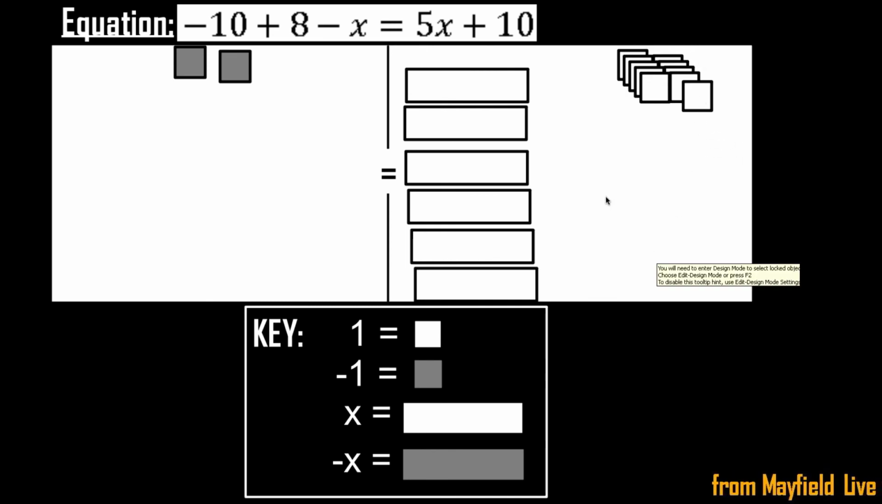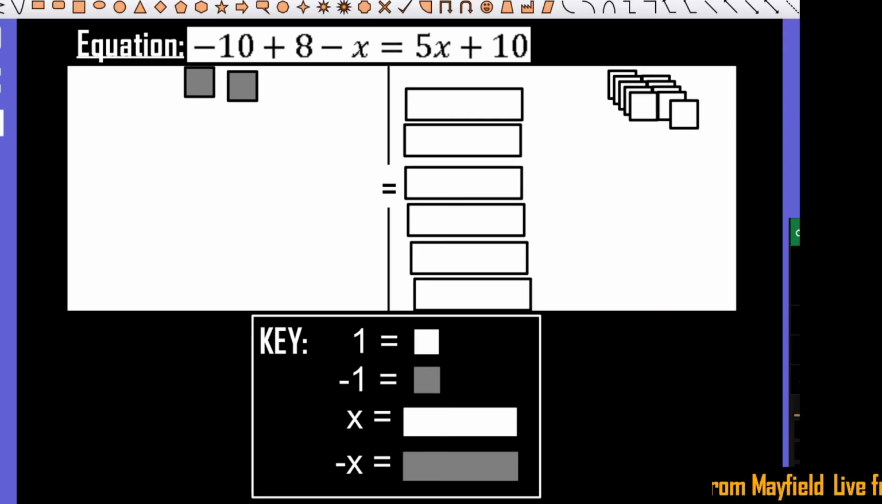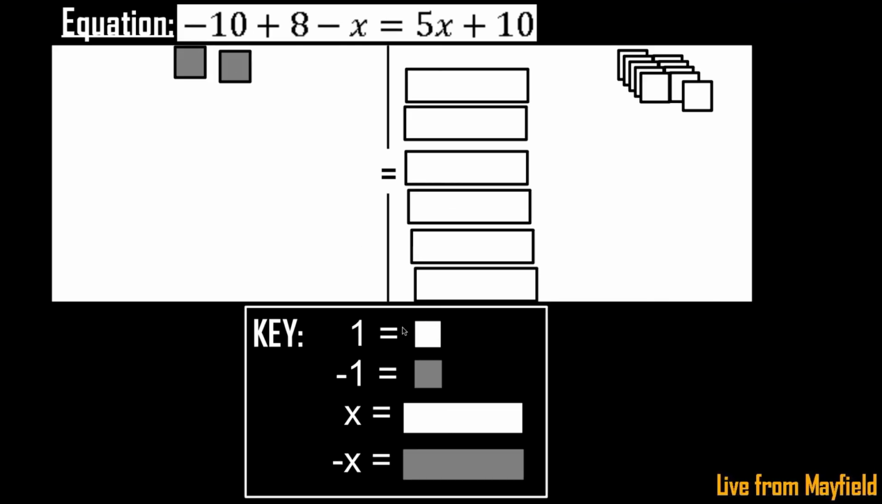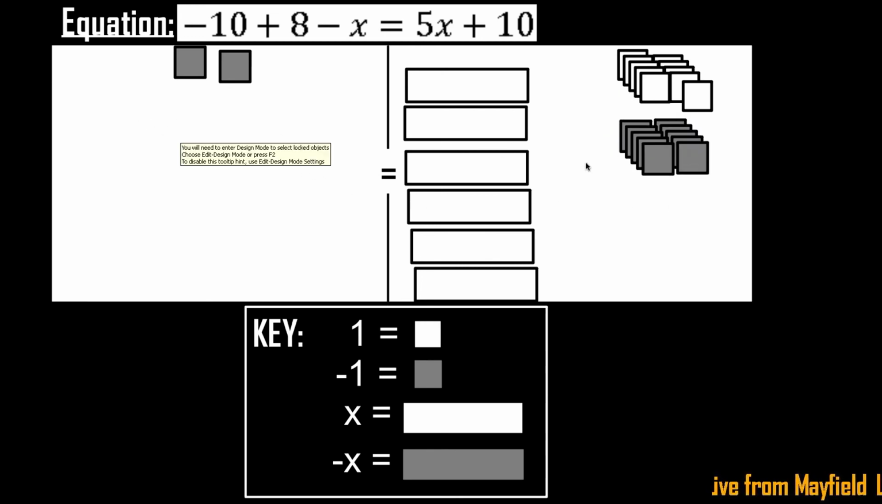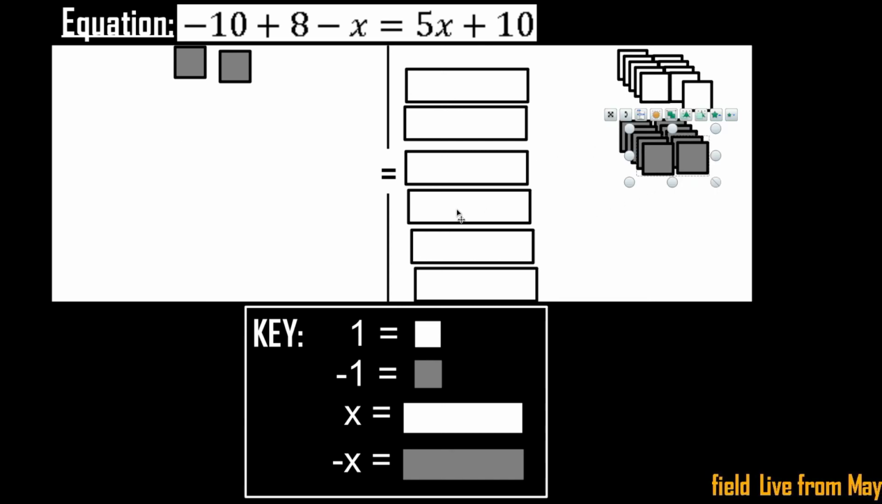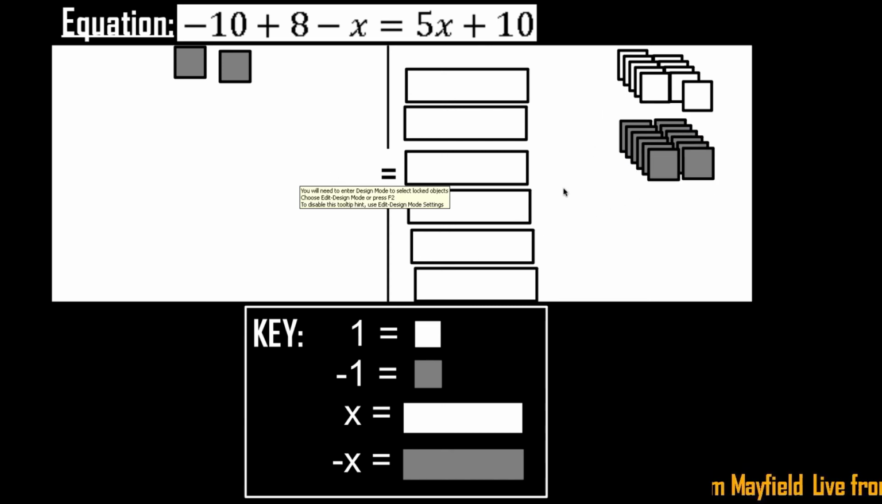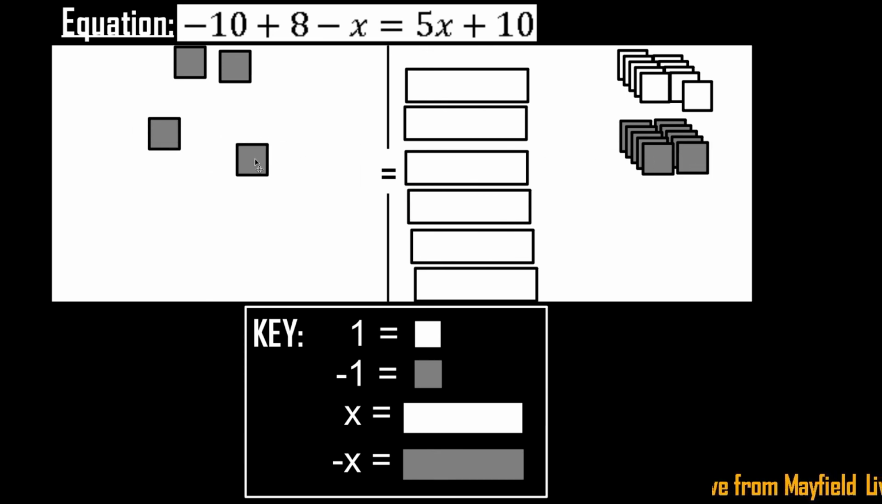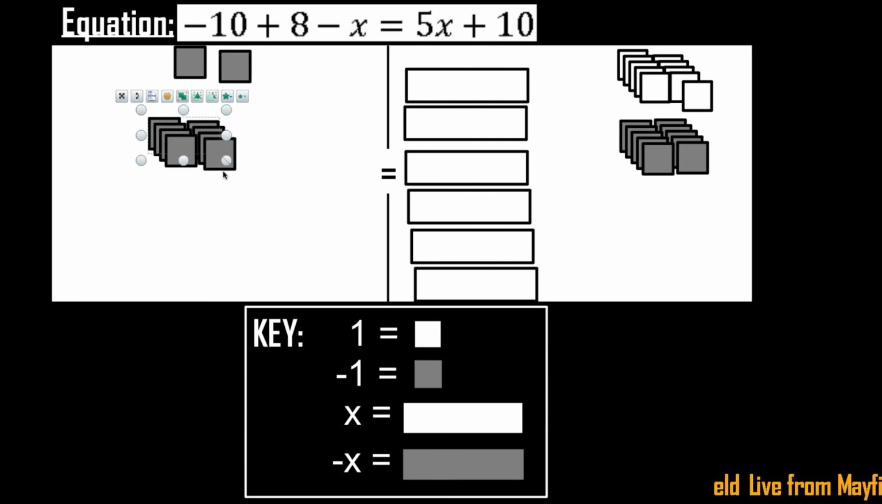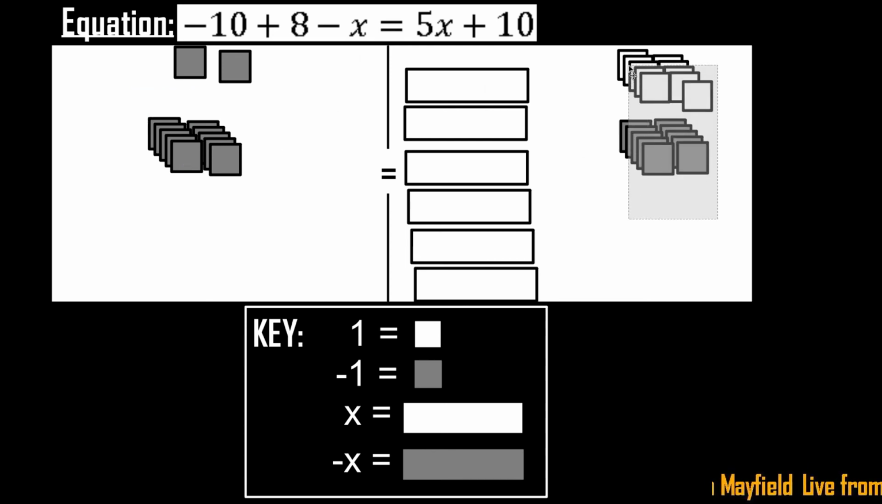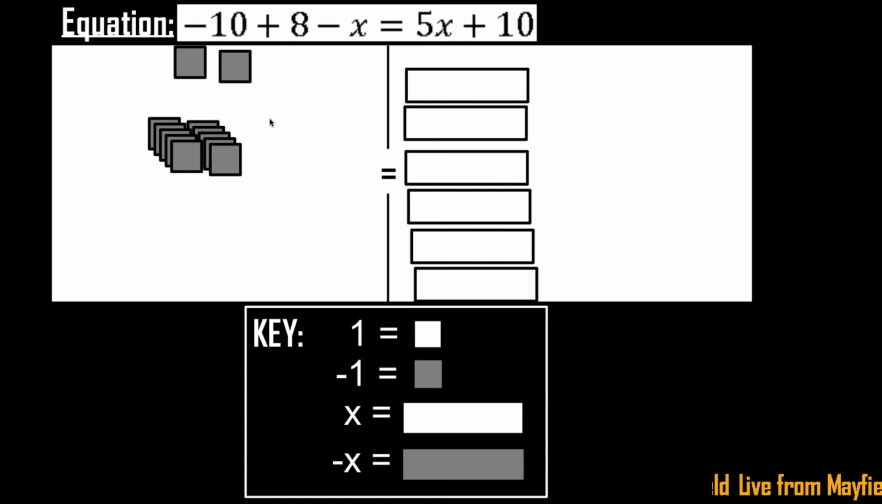So if we have 10 positive ones, we need to now add the opposite, so that's going to be 10 negative ones. Let me actually use this. So I'm going to add 10 negative ones to both sides. Let me do it on the right now. Alright, so I have 10 positive ones and 10 negative ones. Those cancel out. And so what are we left with?